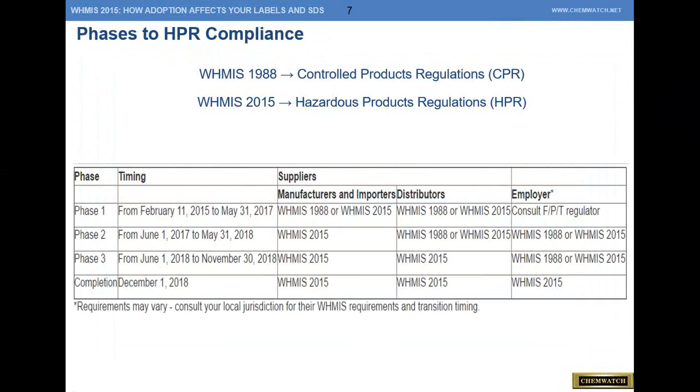Distributors, you can still do either or, and employers, you must comply with either or. Starting next June, distributors, you must be compliant with WHMIS 2015. And then at the end, on December 1st of 2018, employers, you must be WHMIS 2015 compliant.